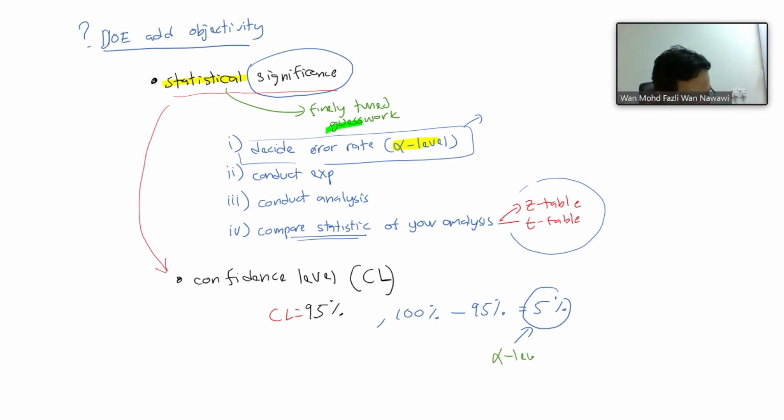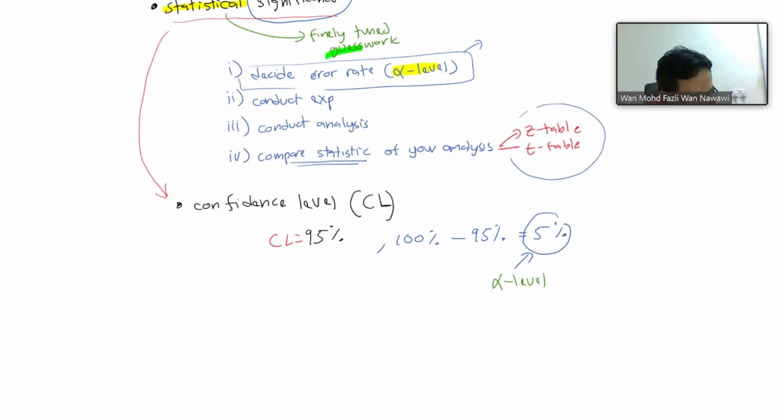Alpha level means the risk that you are willing to take, the risk that your result is maybe not because of the relationship between the factors and the response. Normally when you deal with statistical software, they don't give you 5%, they give you 0.05. They put it in decimal.